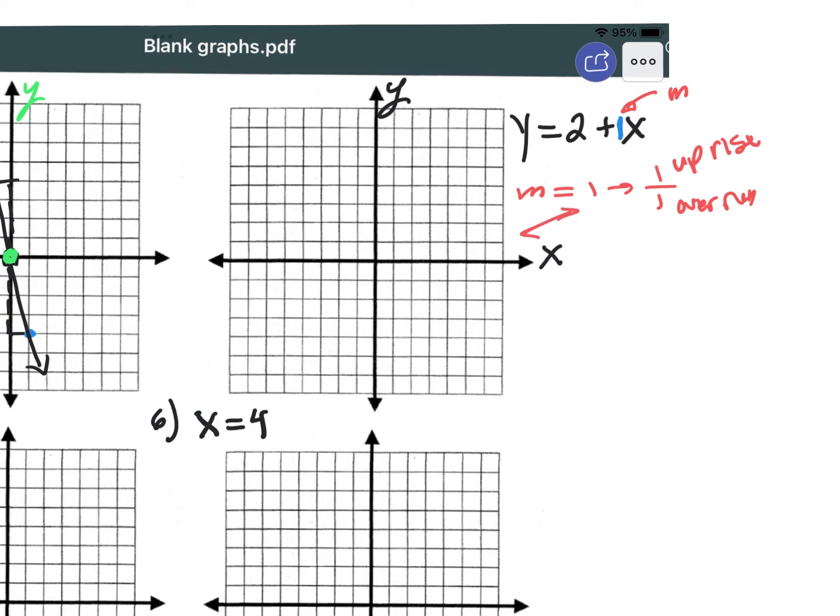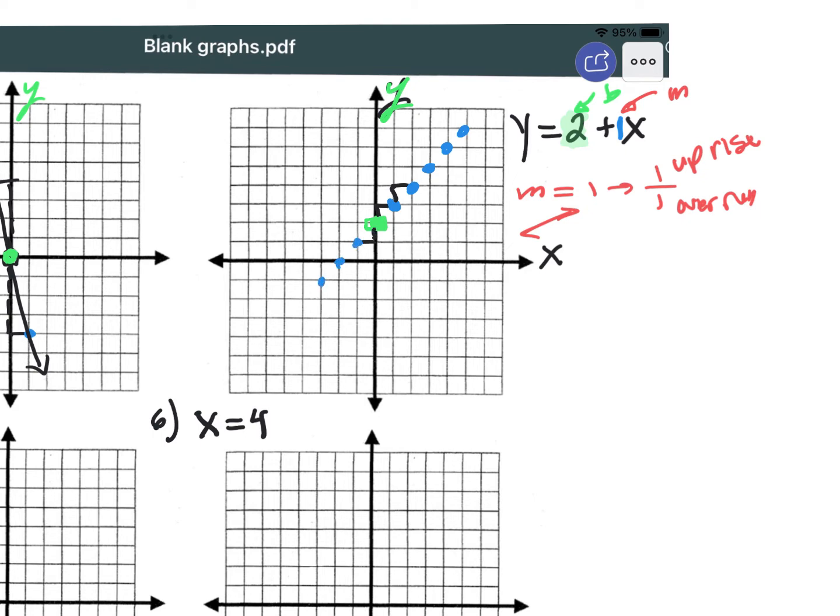What's our b in this problem? The b is the 2. The plain old number is your b, and that's the y-intercept. So we're actually going to go on the y-axis. We're going to start at 2 because that is our b in this problem. And then from there, we're going to go up 1 over 1, up 1 over 1, up 1 over 1, up 1 over 1, and we can go back to the y-intercept and go down 1 over 1, down 1 over 1.